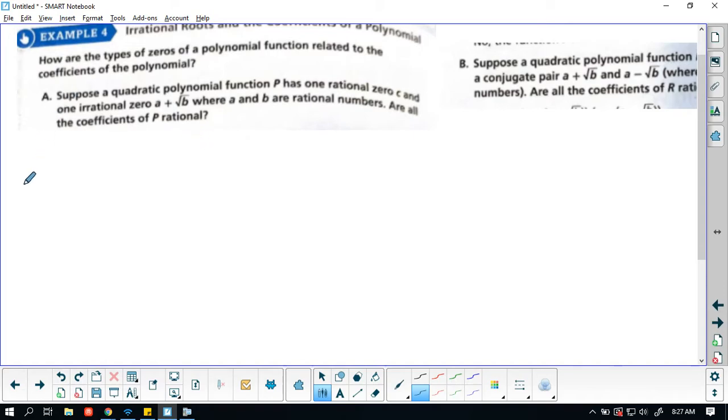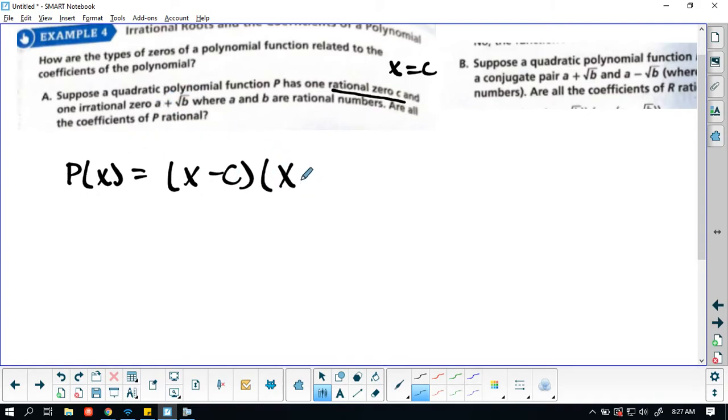All right, so write p of x in terms of the factors. So p of x is going to equal, we have one factor, x minus c, because we have a rational zero of c, which means x is equal to c. And for the other zero, we're going to subtract a plus square root of b. All right, so what we're going to do now is we're going to multiply. We're going to FOIL this out.